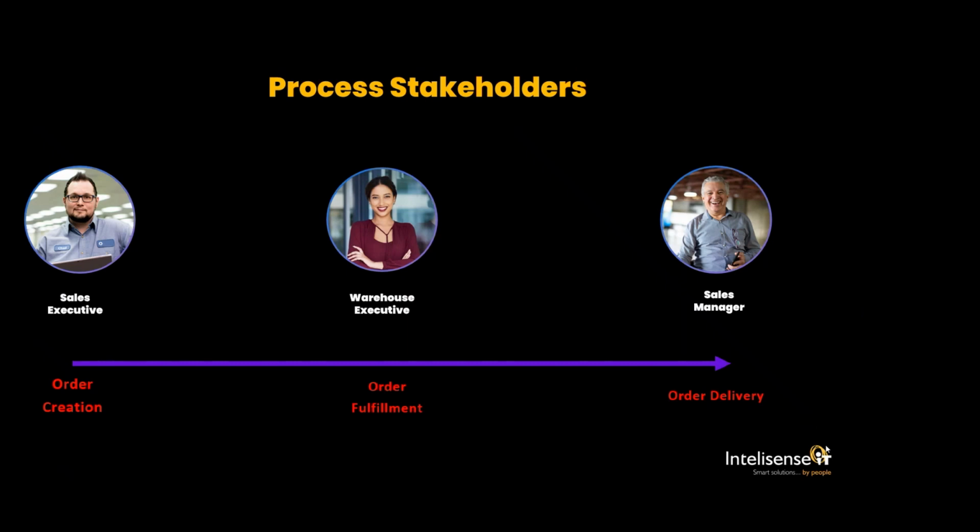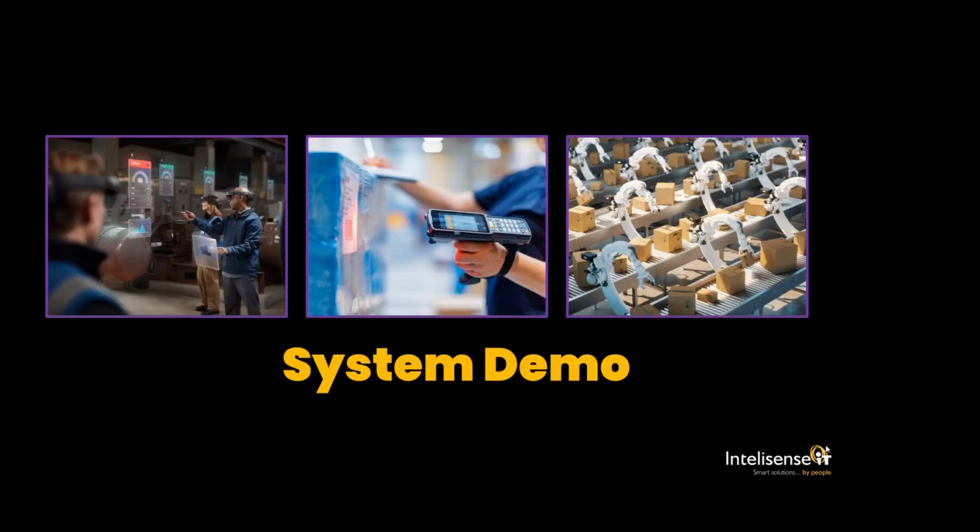Now, let's see the process in the system from the lens of these personas. We will see how a sales executive creates a sales order in the system. Then, we'll see how a warehouse executive logs into the system and receives the items and handles the order fulfillment process via advanced warehouse management. Post the fulfillment, sales manager will complete the order delivery with an invoice. Let's dive into the system.